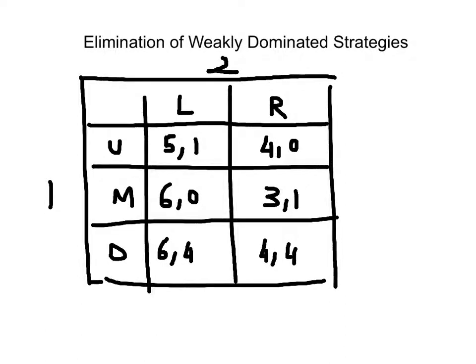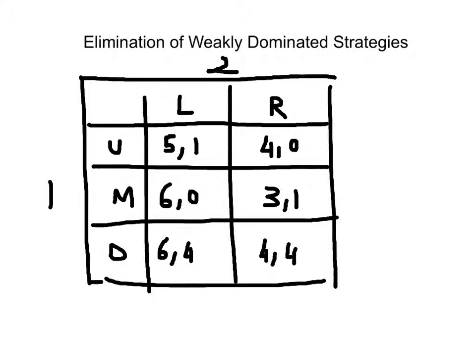Now, as it turns out, it's not as straightforward to eliminate weakly dominated strategies as it is for strictly dominated strategies. It doesn't work as well. Here's a simple example to illustrate this. In this example, both U and M are weakly dominated by D.